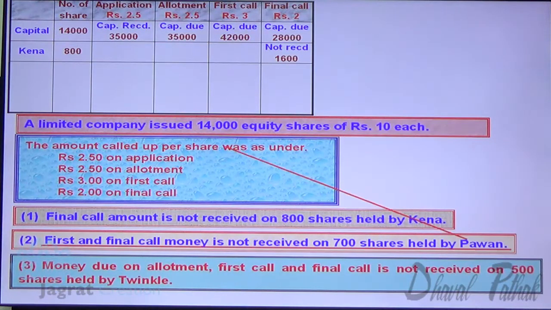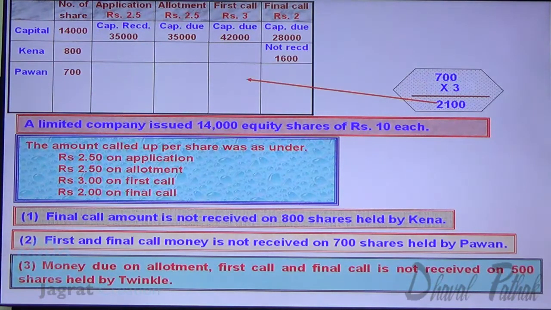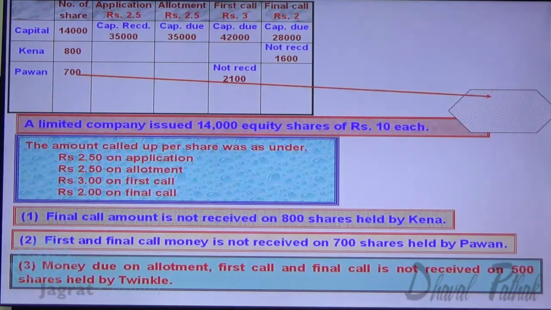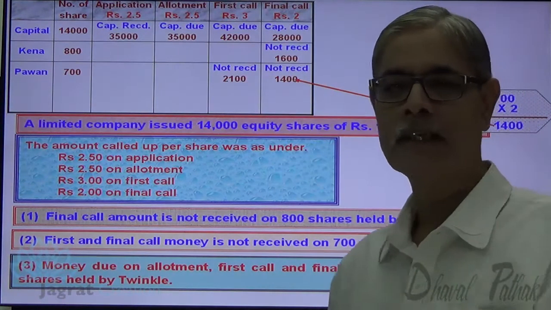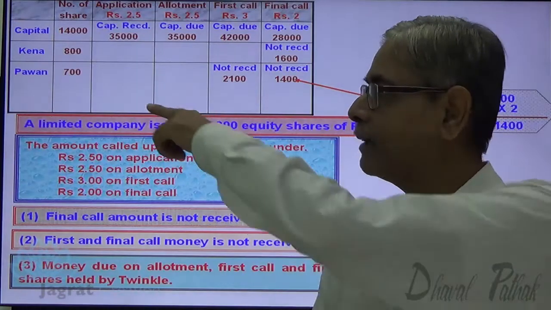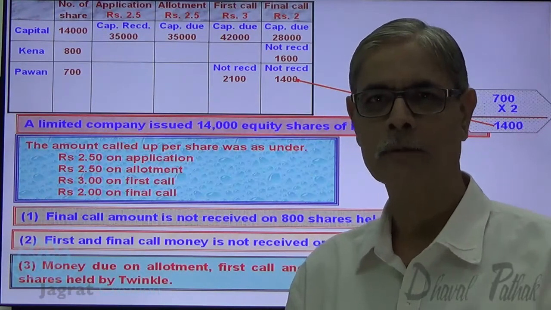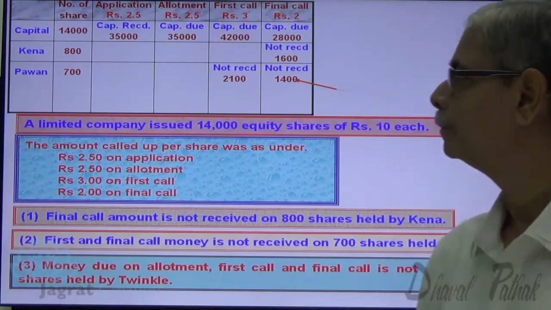Another shareholder, Pawan, allotted 700 shares, not paid first call and final call. So this is the amount at the rate of ₹3 per share not received with first call. Amount at the rate of 2 per share on 700 shares not received with final call. This information is relevant for the purpose of our entry.